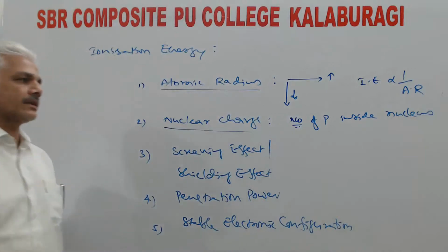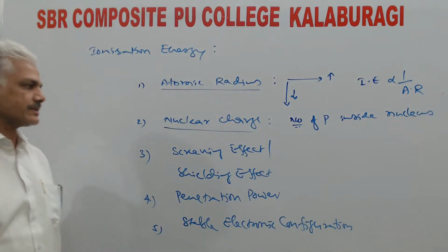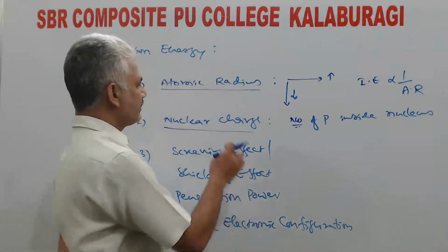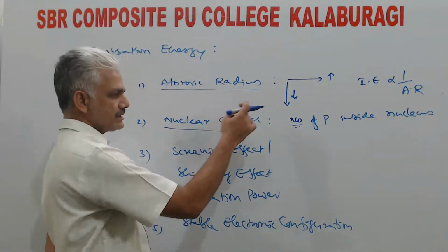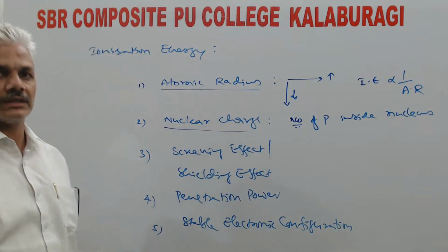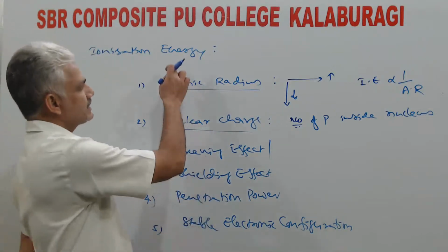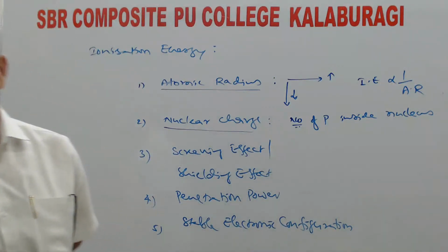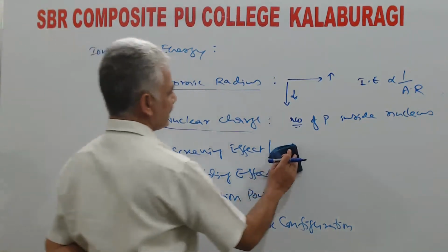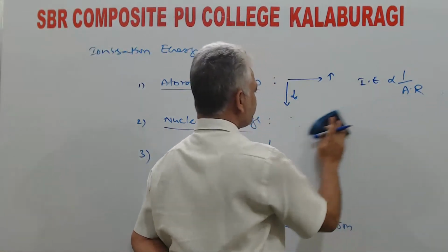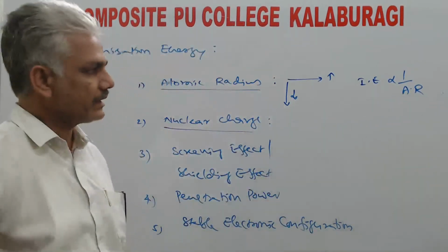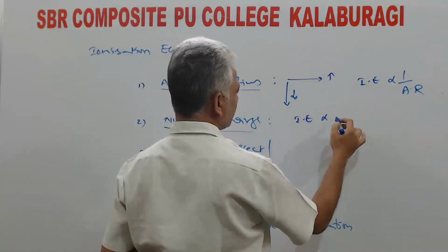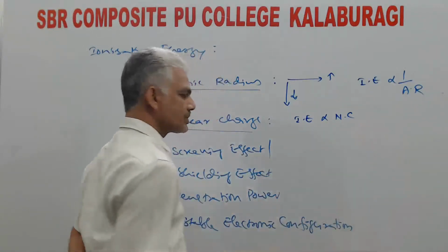So, with increase in the number of protons inside the nucleus, the magnitude of nuclear charge increases. When magnitude of nuclear charge increases, nuclear force of attraction increases, and as a result, ionization energy also increases. So the relation between nuclear charge and ionization energy can be represented as: ionization energy is directly proportional to nuclear charge.